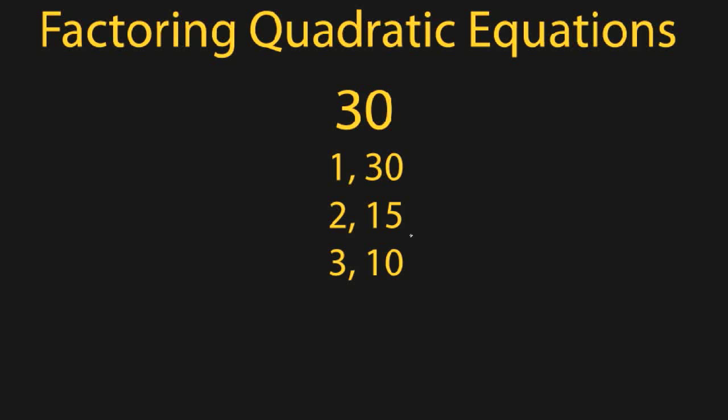Okay, factoring quadratic equations. So if I asked you to factor just a normal number, what I want you to do is find numbers that multiply to make that number. So in this case I've listed some factors of 30. So 1 times 30 makes 30, 2 times 15 is 30, and 3 times 10 is 30. These are all factors of 30 because when you multiply them together you get 30.